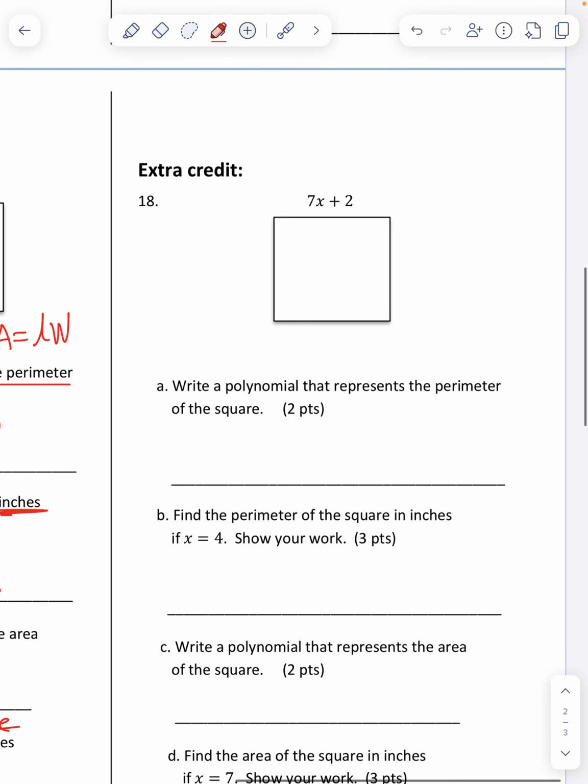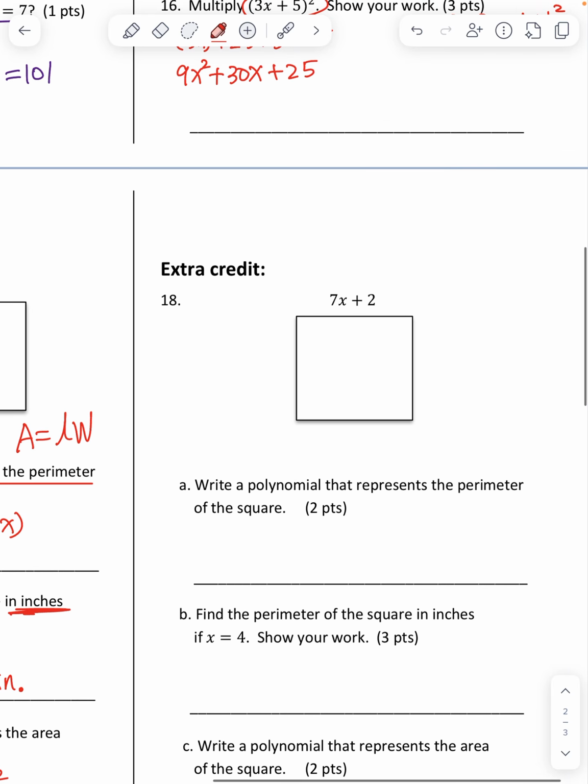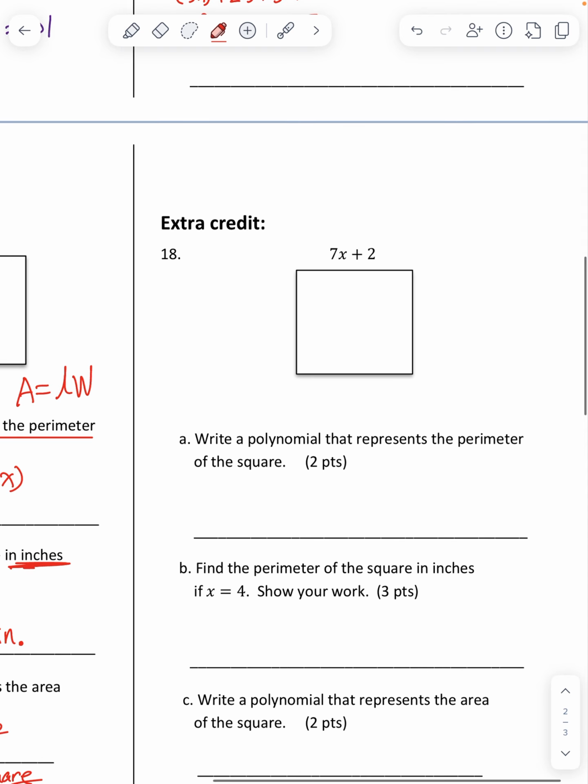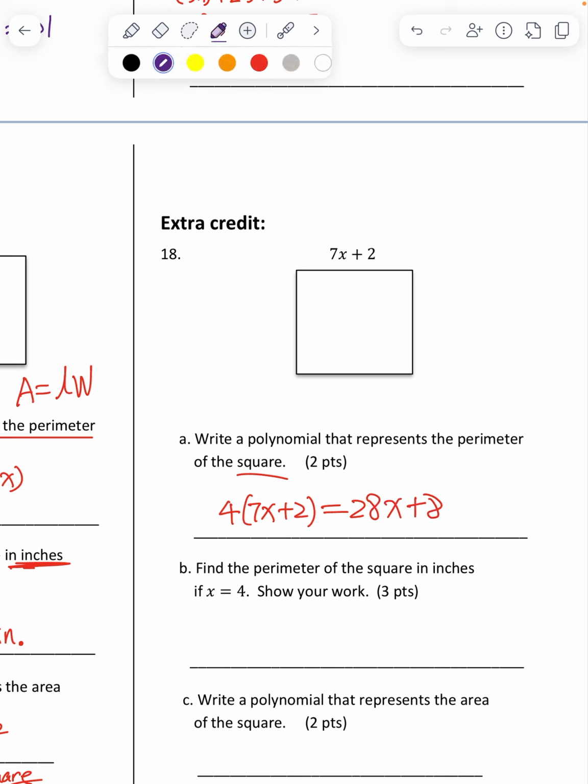Number 18, extra credit. So it's a square, right? Square means all 4 sides are the same. So for the perimeter, that means 4 times the side length. So this equals 28x plus 8. I did the distributive property. 4 times 7x, 28x. 4 times 2, that's 8, right?